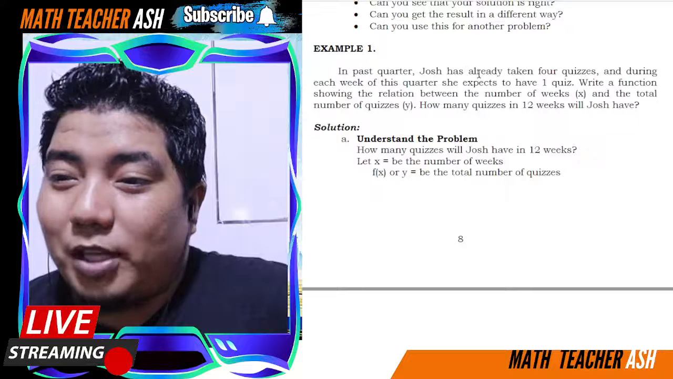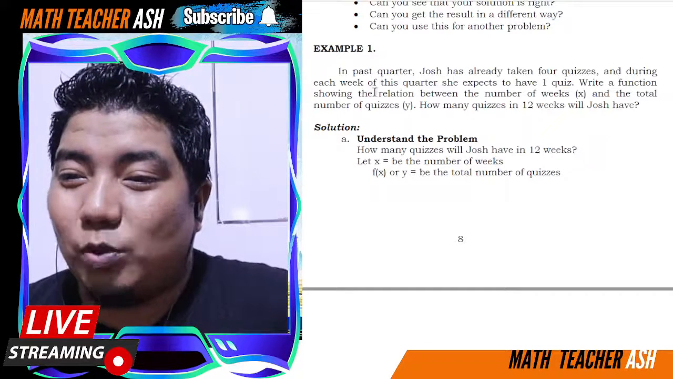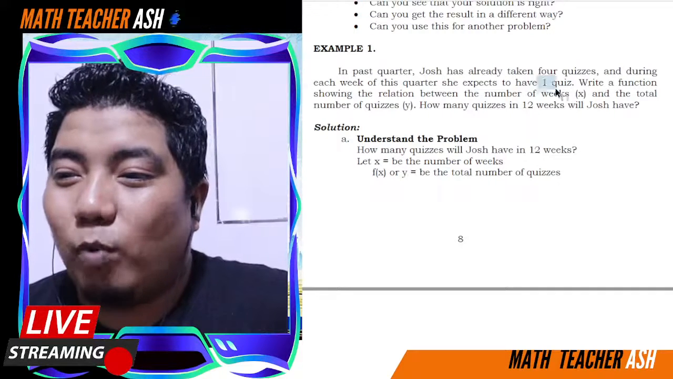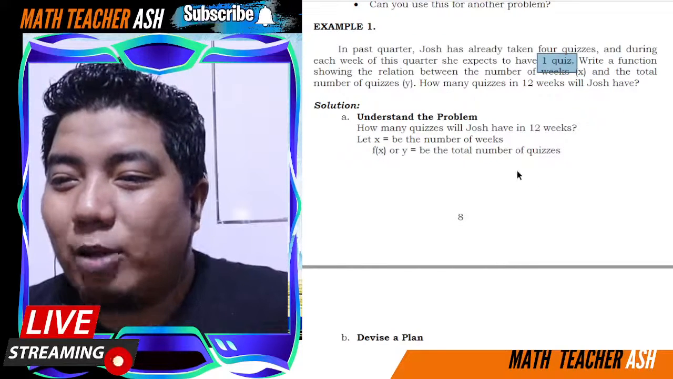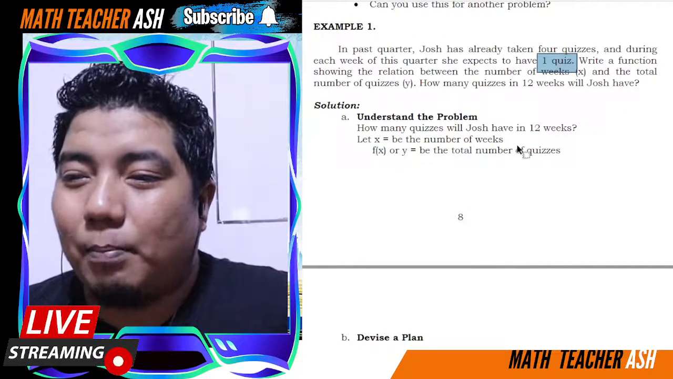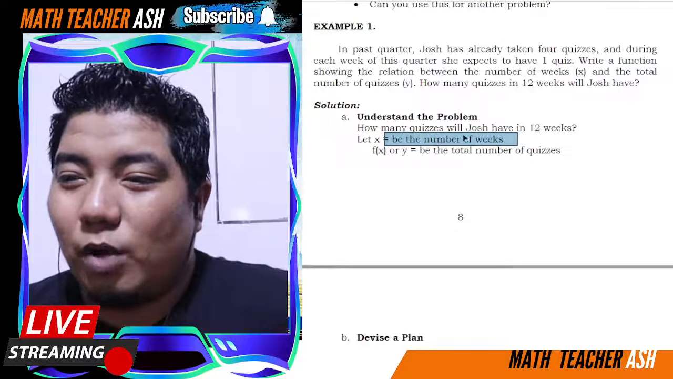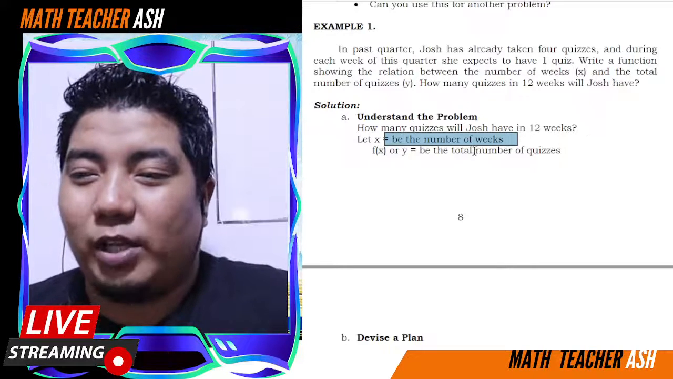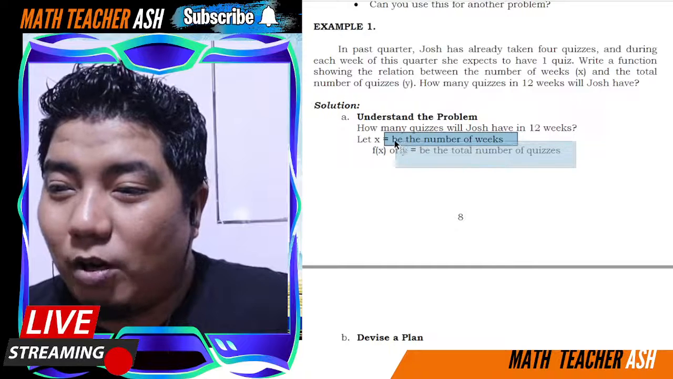In the past quarter, Josh has already taken 4 quizzes, and during each week of this quarter, she expects to have 1 quiz. So, merong quiz kada week. Alright. So, paano natin yan? So, let x be the number of weeks kasi yun yung hinahanap natin. Okay? So, how many quizzes will Josh have in 12 weeks? So, let x be the number of weeks and then let y be the number of quizzes.